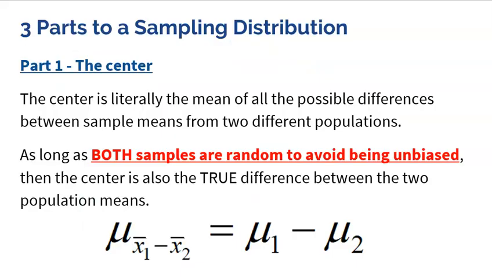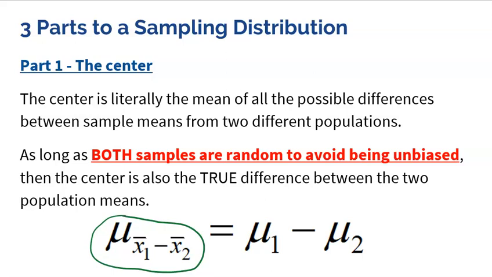Now, to do that, we need three things. The first thing we need is the center, which is literally the mean of all the different possible differences. Like I said earlier, I could get a difference between two samples, you could get a difference between two samples, Sally could get a difference between two samples. We're all going to have different differences. And the idea is that if I take a mean of all those possible differences, I should get the true mean. So again, notice the symbol here, the mean of all possible differences.